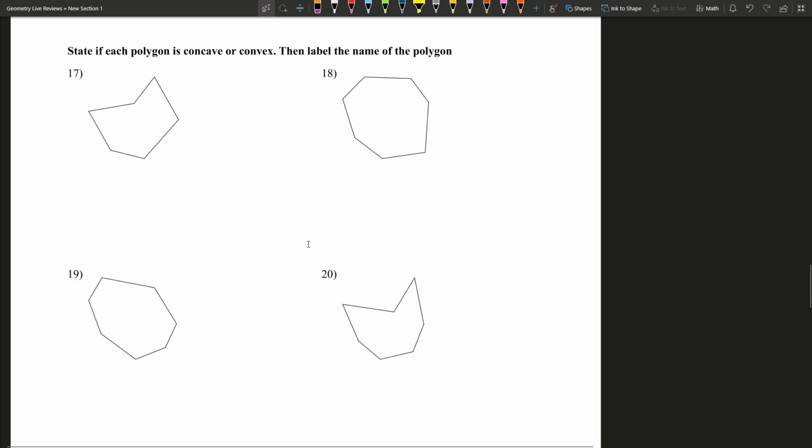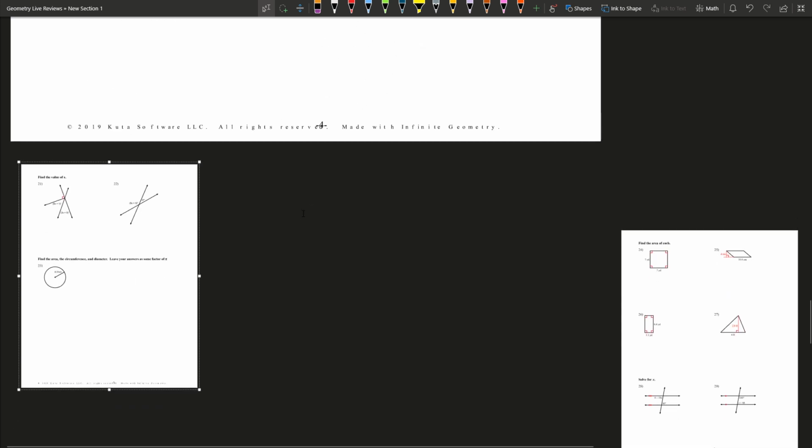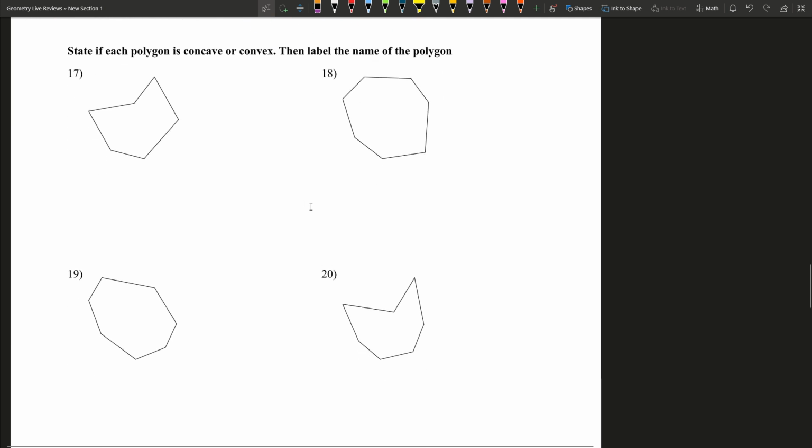Number 17, 18, 19, 20. You state if each polygon is concave or convex, and you label the name of the polygon. Okay, so you need to know which sides give you what name. First thing that we're going to do is to decide whether or not each of these are concave or convex. All right. Number 17, if we extend each of the segments, none of them should go through the interior if it's convex. These do, so this is concave.